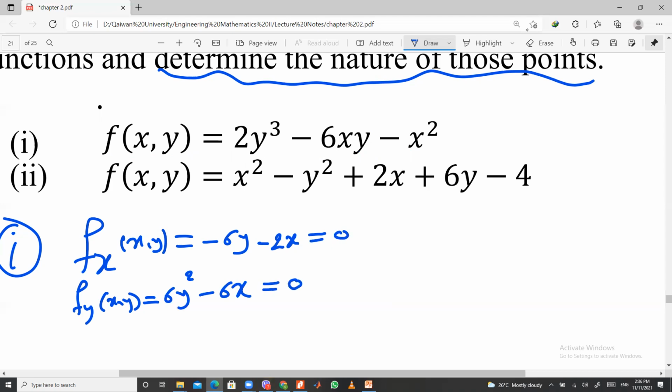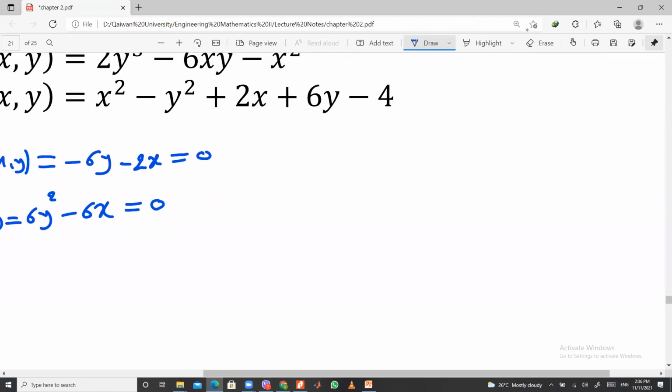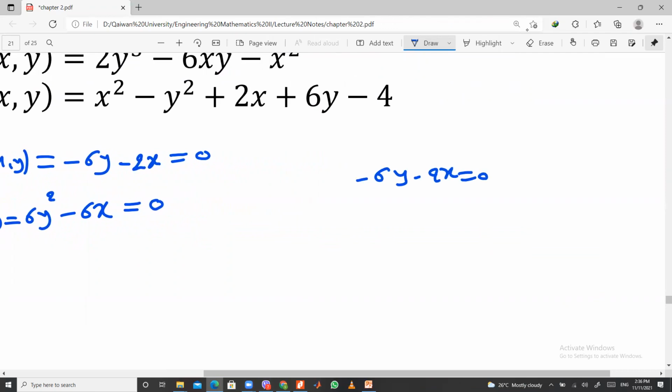Now we have these two equations: minus 6y minus 2x equals 0, and also 6y squared minus 6x equals 0. It's a nonlinear system. You can solve it by either elimination or substitution, okay?